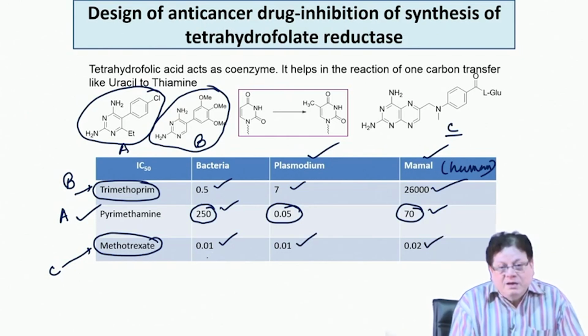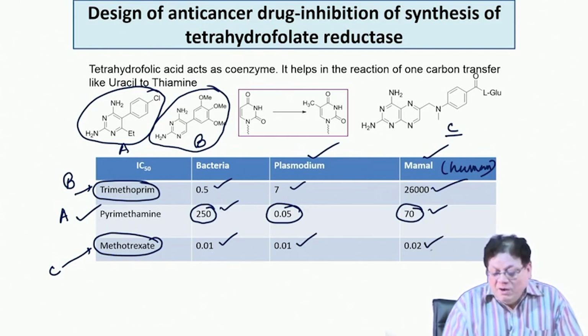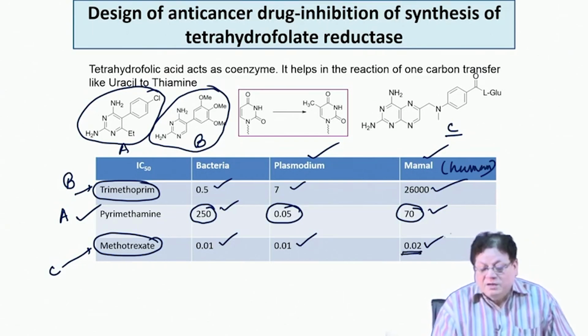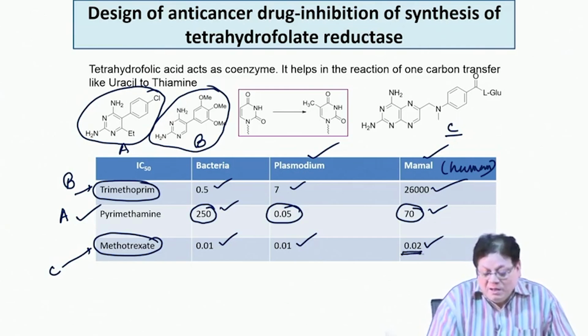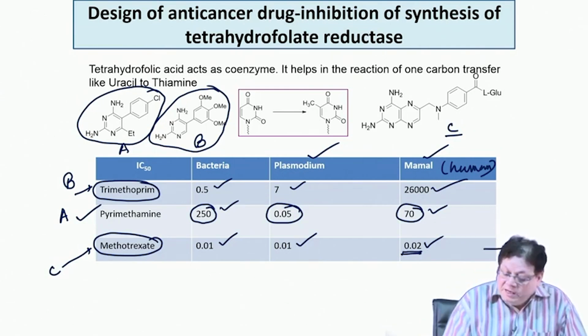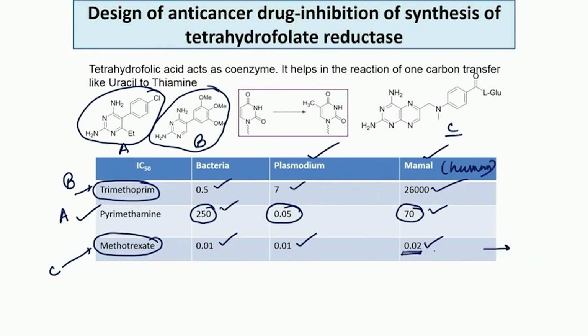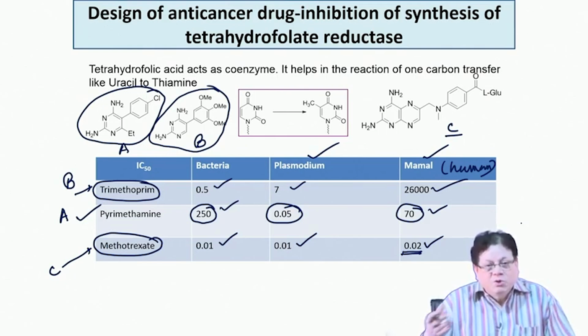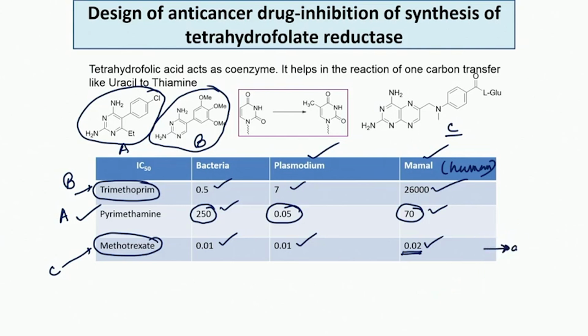So, it can act as an antibacterial agent, anti-Plasmodium agent, and also it can act against dihydrofolate reductase of mammals, and that gives rise to the effect. That means it kills the cells in the human body, especially the cells which grow very fast. The cells which grow very fast are the cancer cells. They will be the major target of methotrexate. So, methotrexate is used as an anti-cancer agent. Okay. This is your antibacterial and that is the anti-malarial.